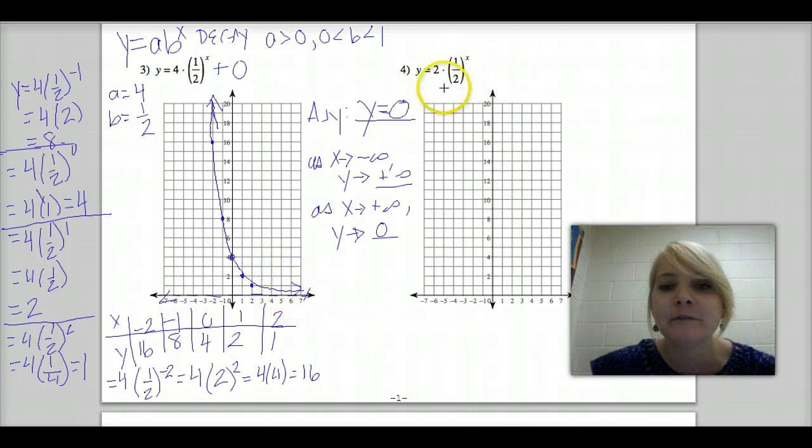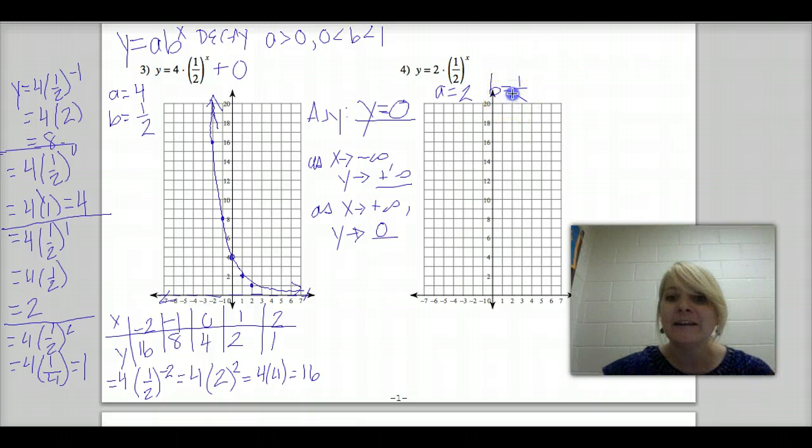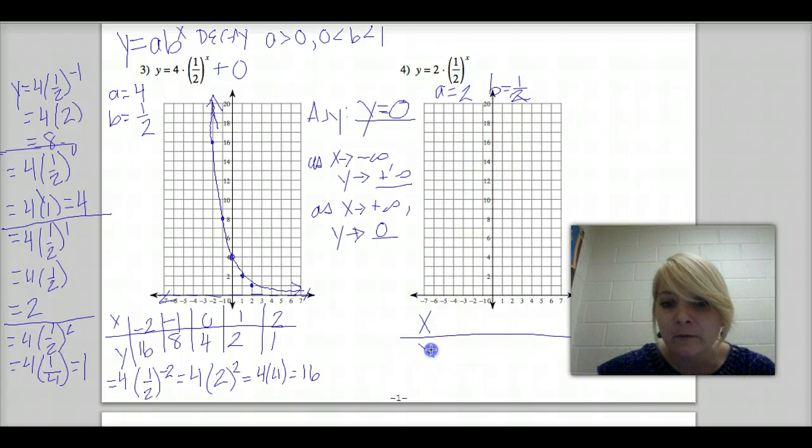All right, so for number 4, it's on your worksheet, a is 4 and b is 1/2. Once again, that 1/2 indicates that we have an exponential decay. And we're going to use the same x and y values.